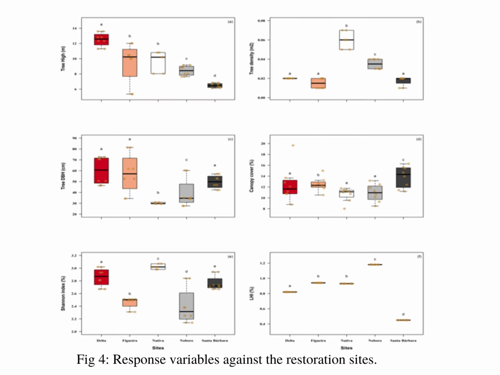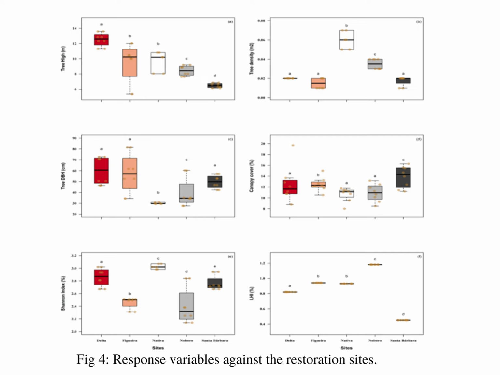So here we are trying to show the results of the tree height against the areas. The tree height shows that the highest significant value was found in Delta compared to the other areas, while there is no significant difference between other areas. In terms of the tree density, Nativa has the highest tree density. In terms of the DBH, the highest was found in the area of Figueira.